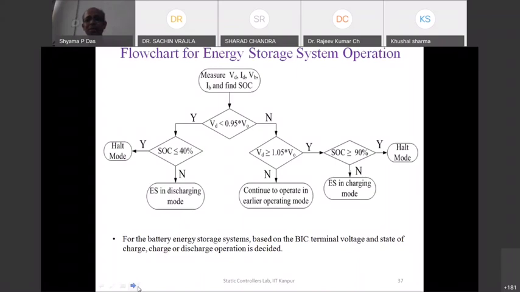And if the state of charge of the battery is not higher than 90%, we can go to the charging mode of the battery. This is basically the battery management system, which we have incorporated to decide whether the battery should be operated in the charging mode or in the discharging mode. Next slide, please.